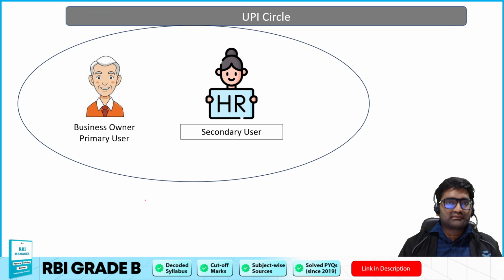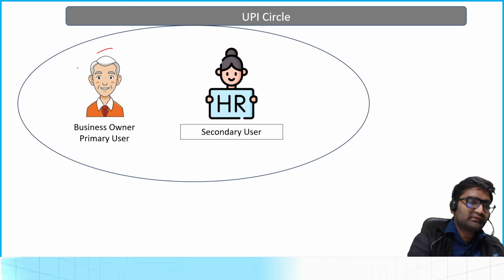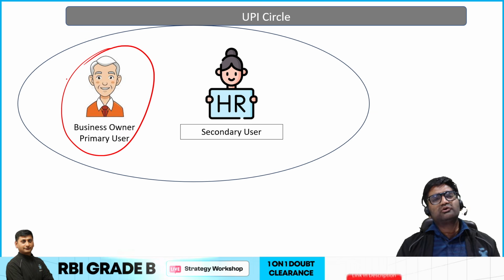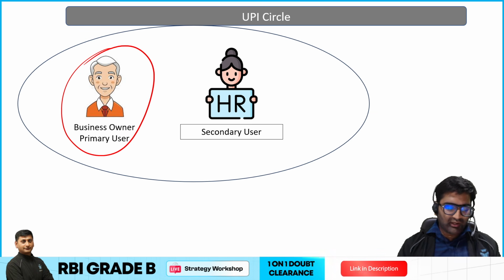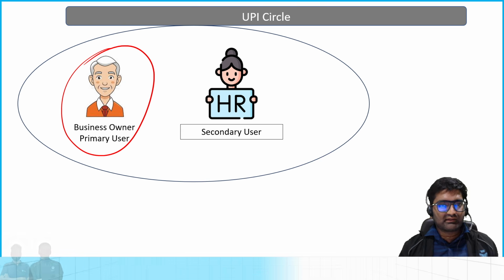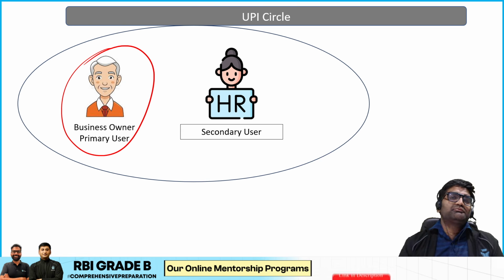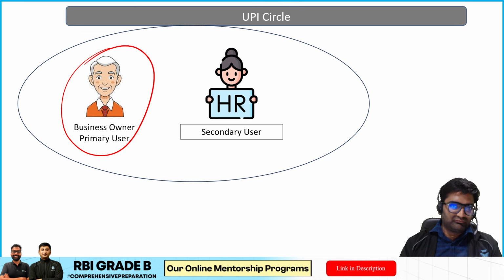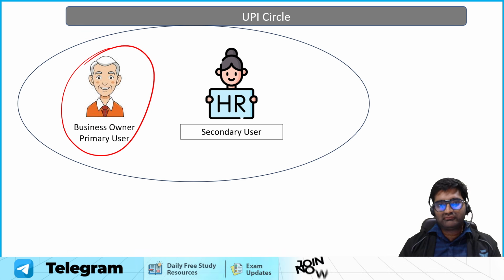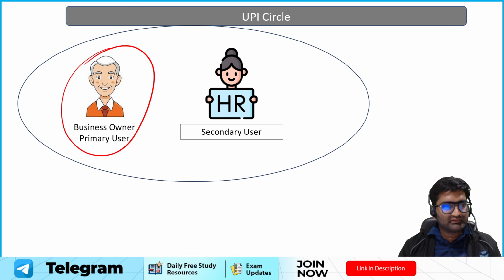Now moving to UPI Circle. Okay, so let us say there is this business owner. He has a whole lot of tasks to do, and one important task is that almost during the entire day, let's say he has to confirm so many payments. Okay, so as part of his business, he has to pay for a whole lot of things.